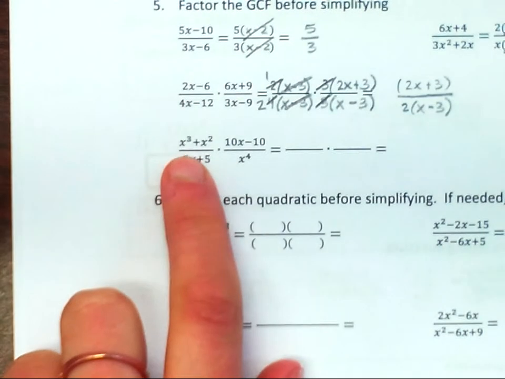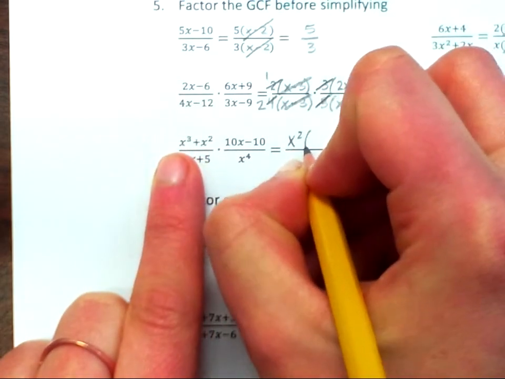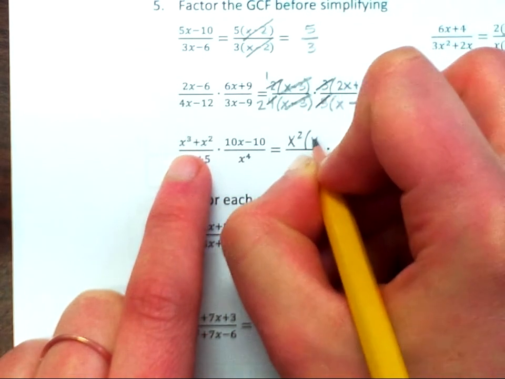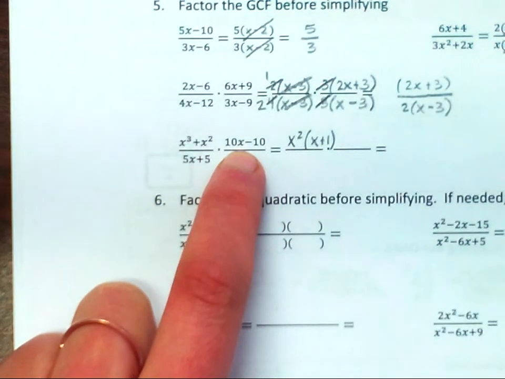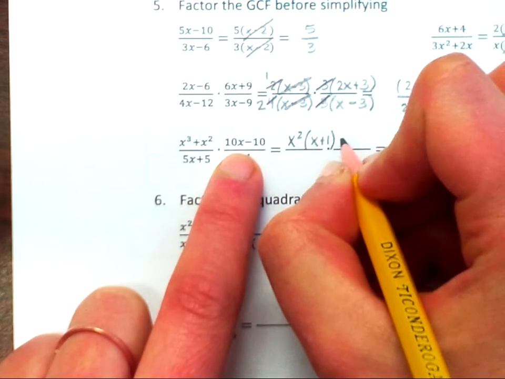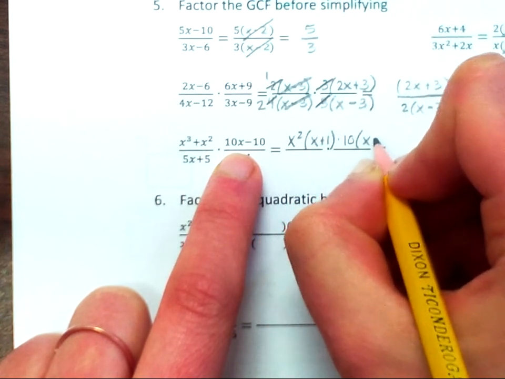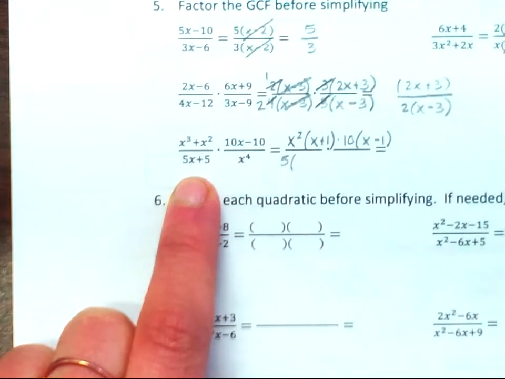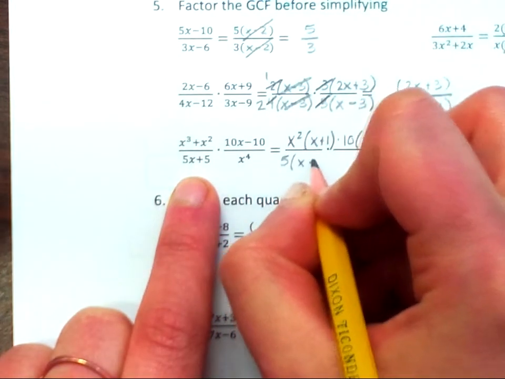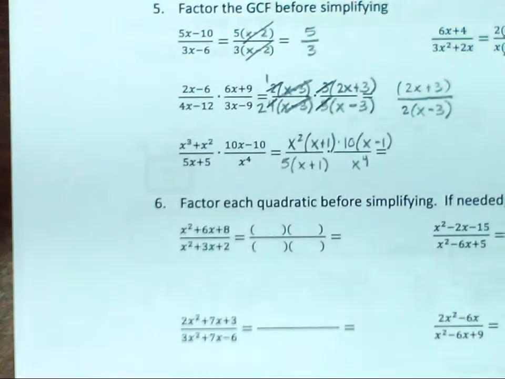Last one here. This has a GCF of x squared and leftover factors of x plus 1. This has a GCF of 10 going across, so it's times a 10 and then a leftover factor of x minus 1. This has a GCF of 5 and leftover factors x plus 1, and x to the 4th doesn't have a GCF because it only has one term.